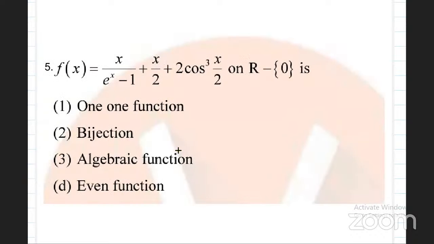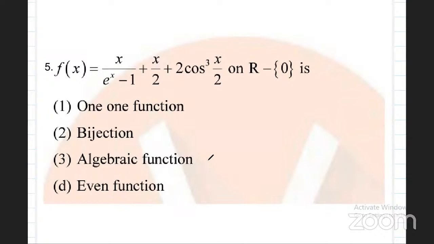So this is the next question here. What type of function is the given function: one-one, bijective, algebraic? How do we check? We just have to use these options. The domain is R minus 0, so x cannot be equal to 0. Just remember that x cannot be 0. Except that, is it a one-one function? Is it a bijective function? Is it an algebraic function?